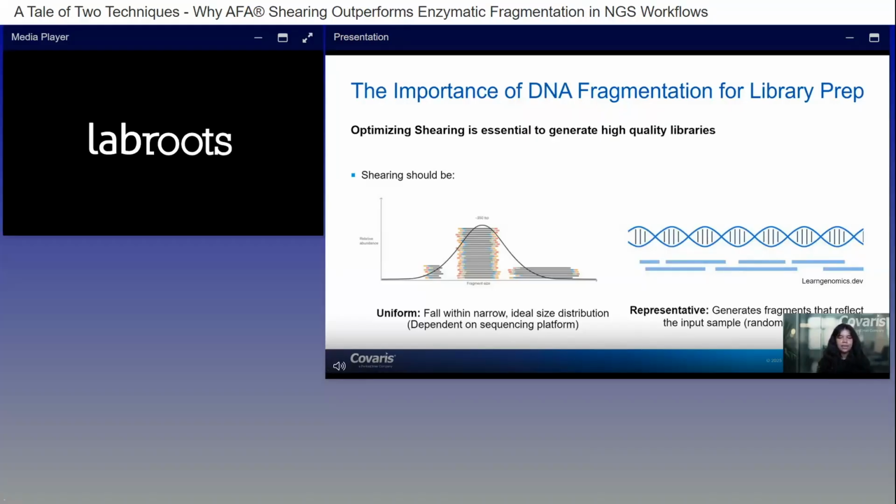Next, you need shearing that is representative, meaning that the fragments generated meaningfully reflect the input sample. We could also call this random or unbiased shearing. So these are the two metrics that I'd like you to keep in mind today: uniform random fragmentation. And in order to achieve this, researchers have a couple of tools at their disposal.